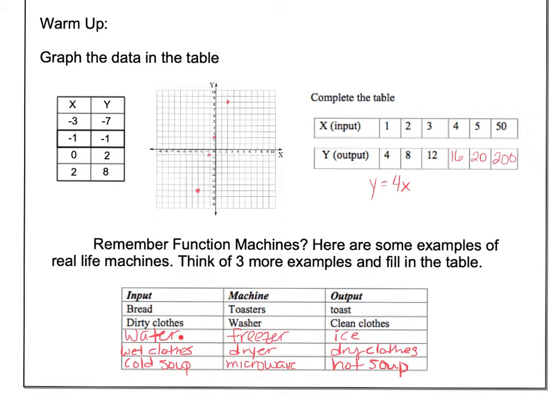My examples were, if you input water into a freezer, out comes ice. You put wet clothes in a dryer, out comes dry clothes. Or cold soup in a microwave will give you an output of hot soup.